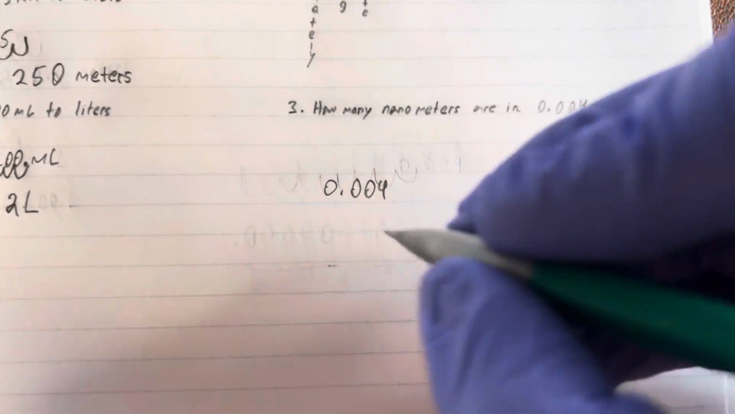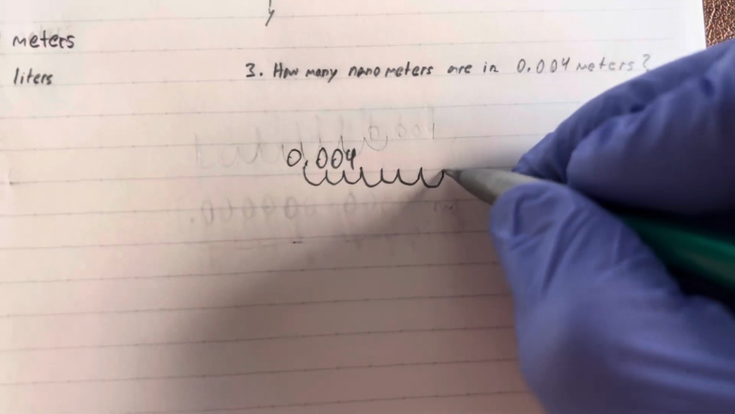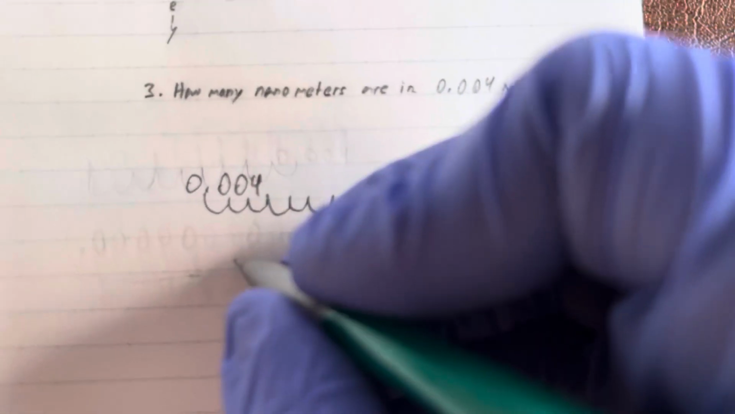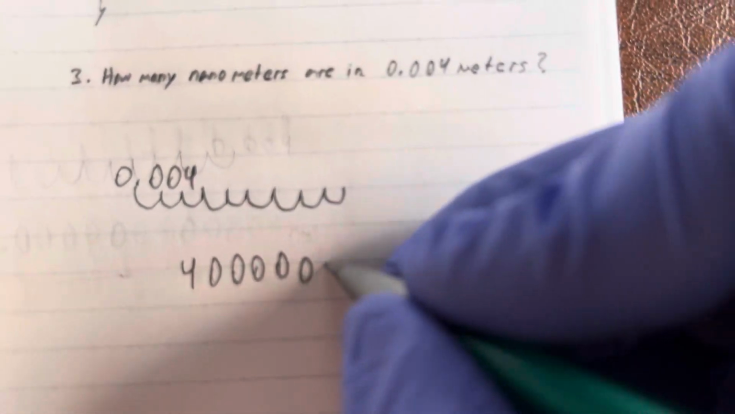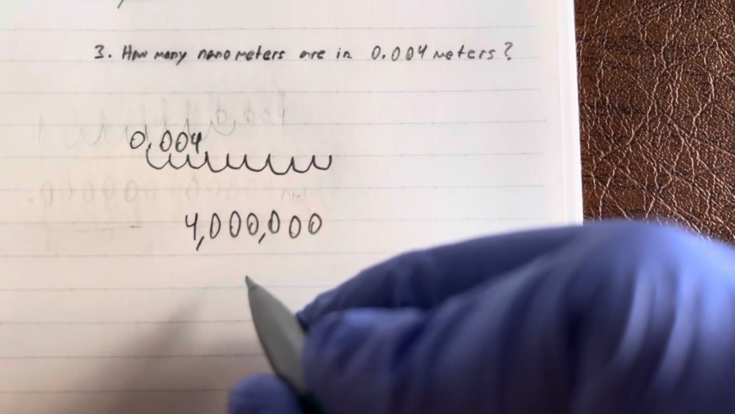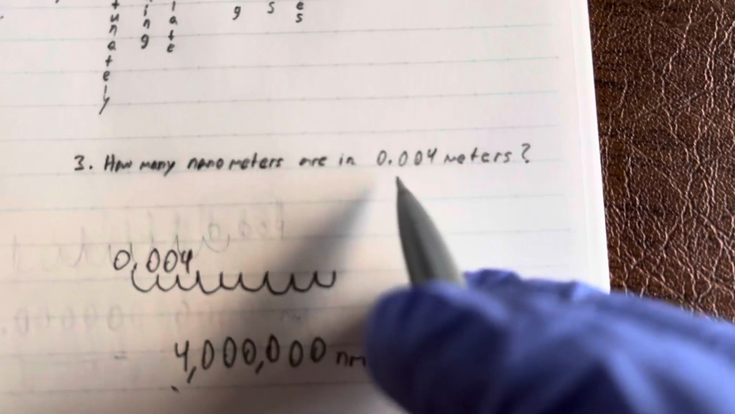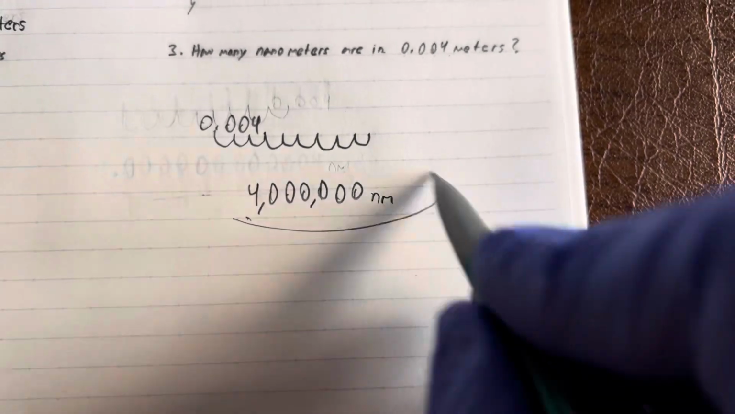Let's do that. We're moving 9 places to the right. 1, 2, 3, 4, 5, 6, 7, 8, 9. That's where we end up. Let's fill that in with zeros, and we can forget the zeros in front of the 4. 1, 2, 3, 4, 5, 6. So I think this is 4 million. Wow. There are 4 million nanometers inside of 0.004 meters. Absolutely insane, but that is the answer.